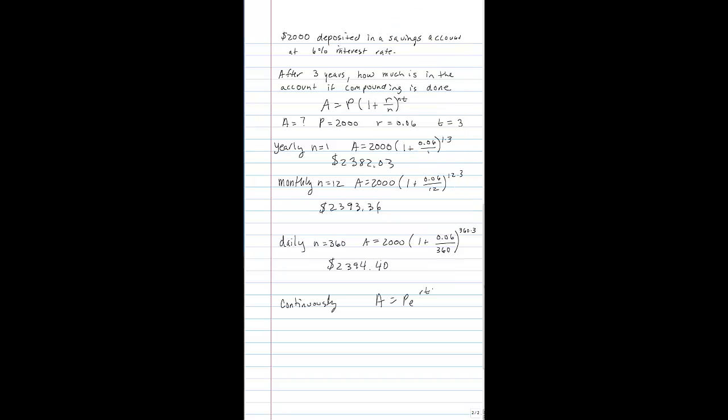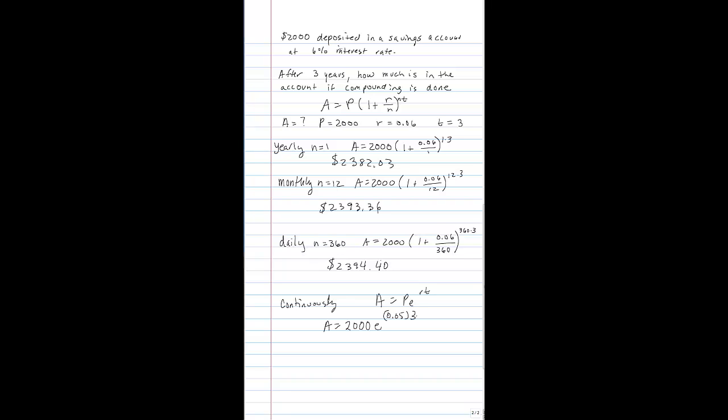Next, if they talk about continuous compounding, I need to use a different formula. I'm going to use A equals P e to the RT. Since they didn't tell me how often I'm compounding, I wouldn't be able to find N. So if you get on in the exam and you think, gosh, I don't know what N is, that's a hint that you need to use a different formula.